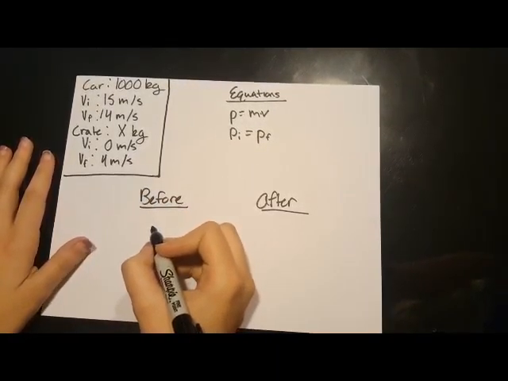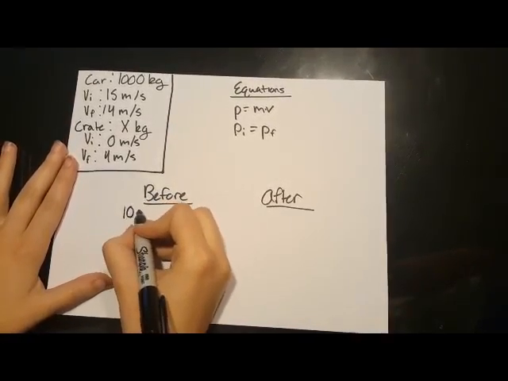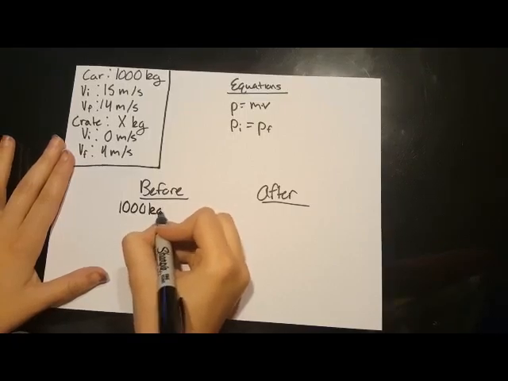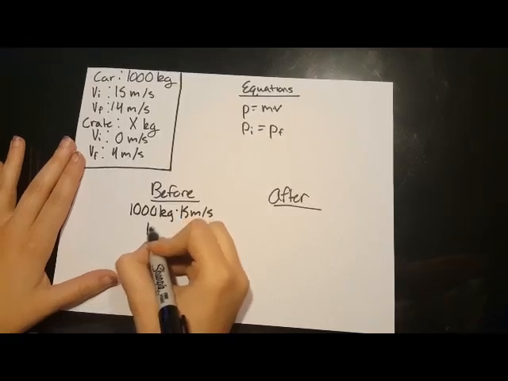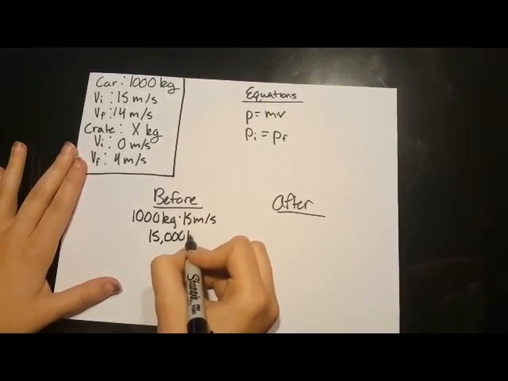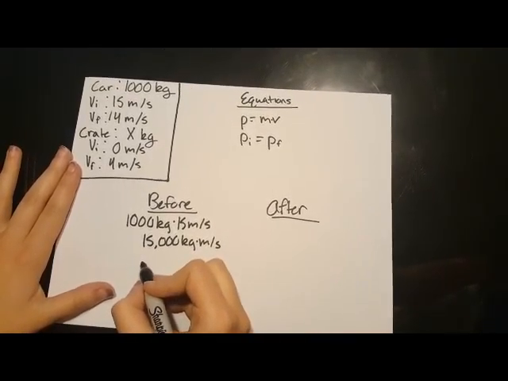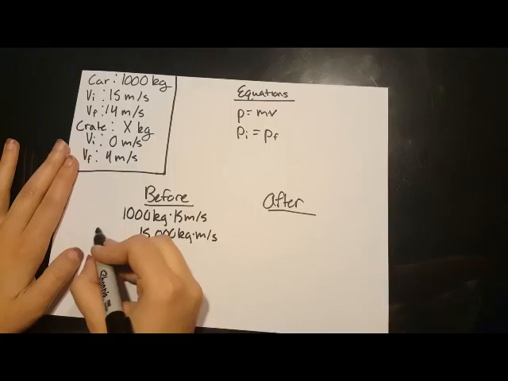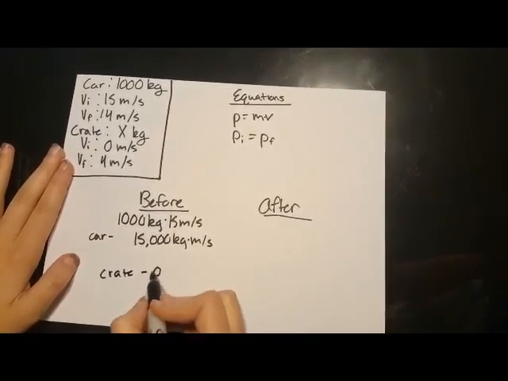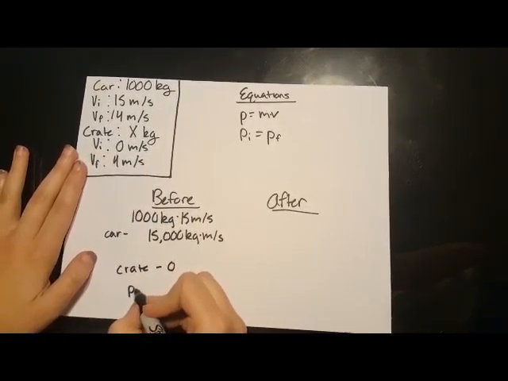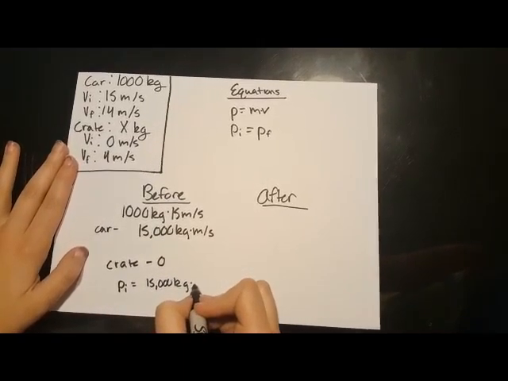Now I do have the momentum equation written at the top. So we're going to start with the before now, and we're going to plug in the variables for the car, which will be 1,000 kilograms times 15 meters per second, which will give the car an initial momentum of 15,000 kilograms times meters per second. Now for the crate, it will be x times 0 meters per second, which will just be 0 since it is at rest, making the initial momentum of the whole system 15,000 kilograms times meters per second.